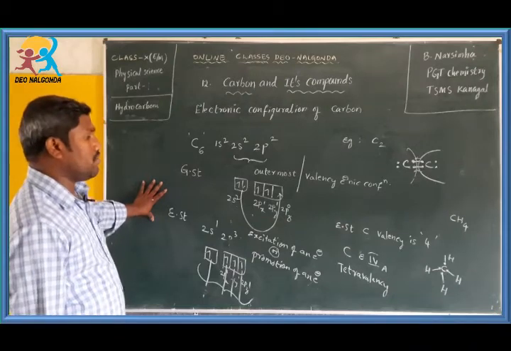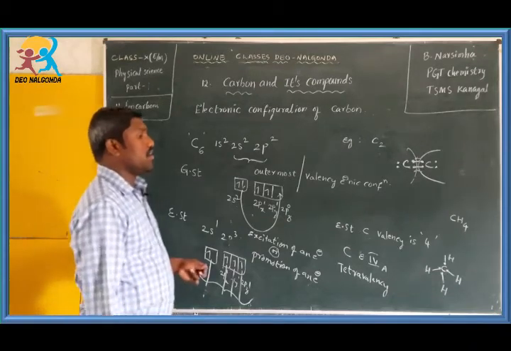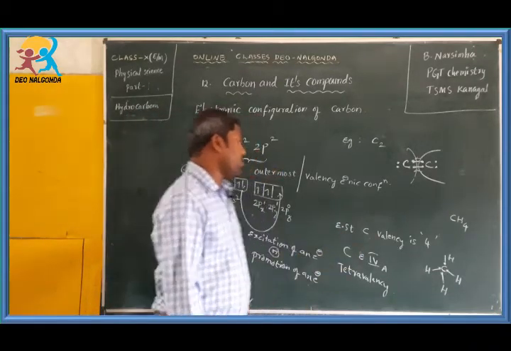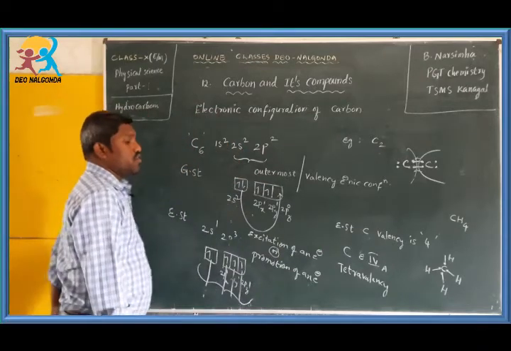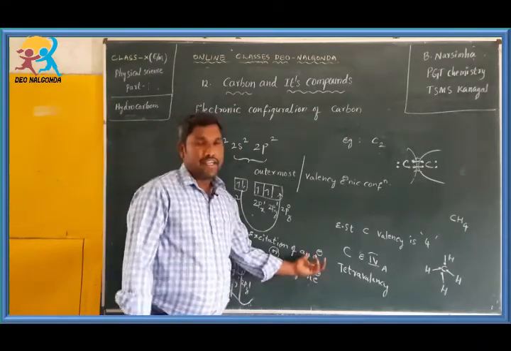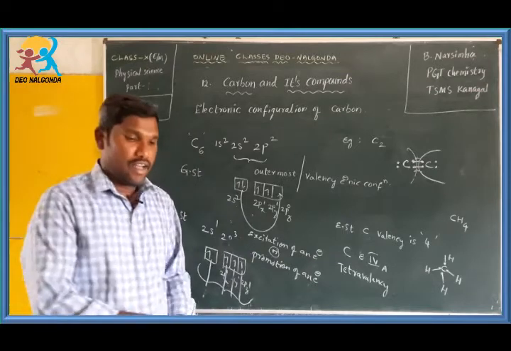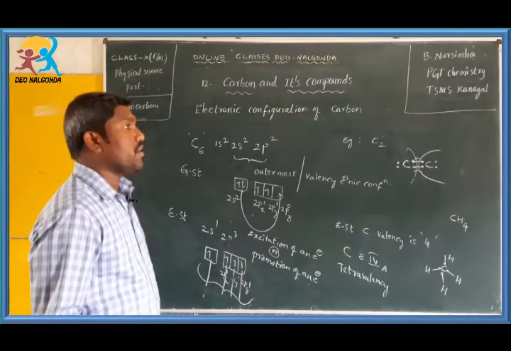The best example is the methane molecule. In the methane molecule, the valency of carbon is 4. Therefore, carbon belongs to the 4th group element. Therefore, carbon shows tetravalency. This is the tetravalency electronic configuration of carbon.